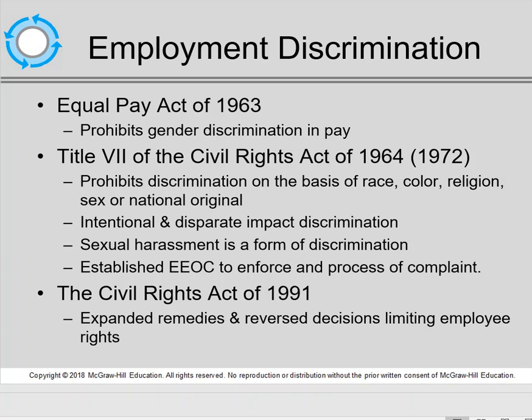Finally, the modification in 1991 of the Civil Rights Act allowed plaintiffs to sue for what's known as punitive damages, which means to punish and deter. Before, you could only sue for compensatory damages. Now you can sue for punitive damages.